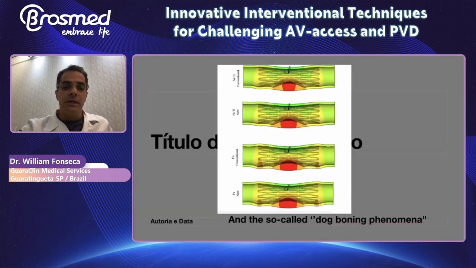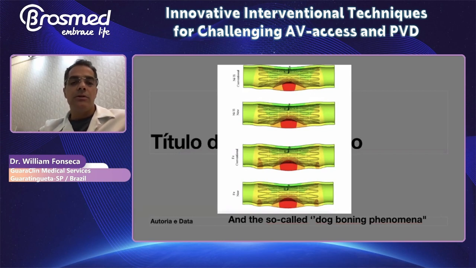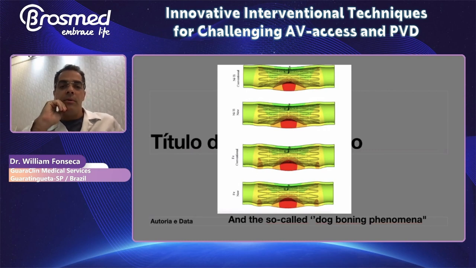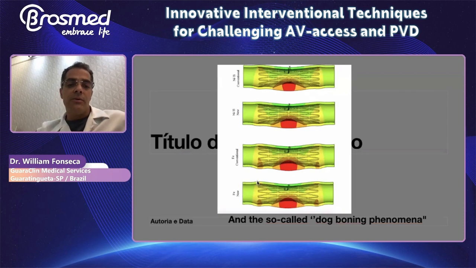The concept of the dog-boning phenomenon was reported in coronary angioplasty. For example, when you use a stent in a highly calcified lesion, the edge of the stent offers the wall high pressure and high tear, with lesion of the edge. You can see in the slide that the stent makes a stress at the edge of the lesion. And you think that it happens with a balloon too.